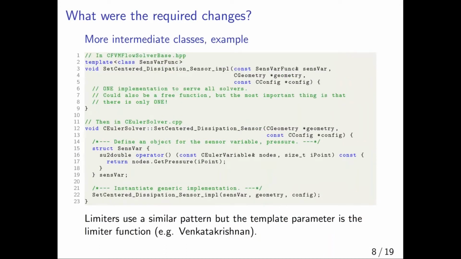So a concrete example of this kind of reuse. For example, this flow solver base will provide a template implementation of the centered dissipation sensor, where it will take as the template parameter the variable that it uses for the sensor. And then when you get to the derived solver, for example, CEulerSolver, for which the sensing variable is pressure, you just write a very small implementation of what this sensor variable function needs to provide, which is just to return the pressure, and then you pass it to this implementation, and this will instantiate this generic implementation, and it will be as efficient as if you had written it. You know, the compiler will do the copying for you, basically.